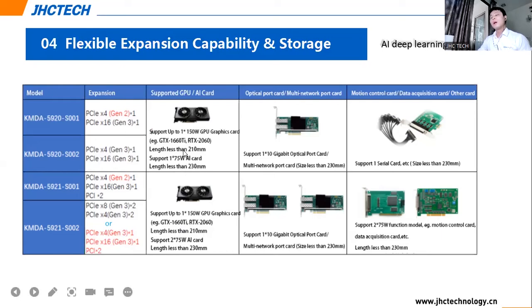For example, it can support a 150-watt GPU card, but the length must be less than 210 millimeters. It can support 2 75-watt AI accelerator cards, but the length must be less than 230 millimeters. It can also support a 10 GB optical card or multi-network card or serial card or machine control card, but you have to notice the length. It must be less than 230 millimeters.